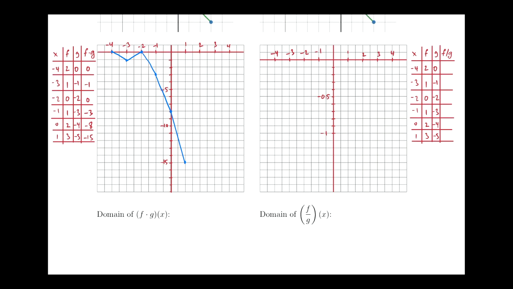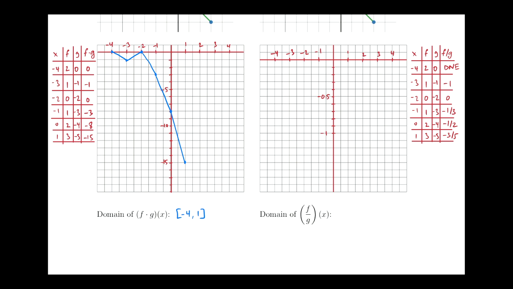And again, the lowest x value for which the function is defined is -4. The largest x value, they're defined for all the x values until then, so all the way to 1. For f over g, 2 divided by 0 is actually undefined. We can't do this. This does not exist. 1 divided by -1 is -1. 0 divided by -2 is 0. 1 divided by -3 is -1/3. This would be -1/2. And 3 over -3/5.